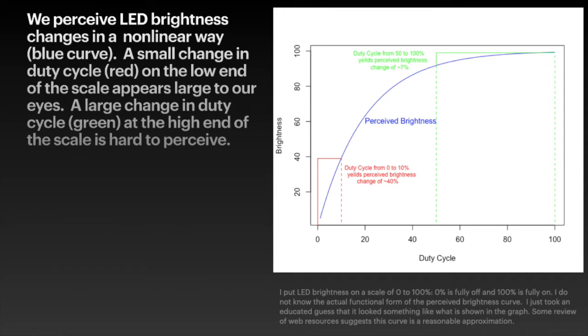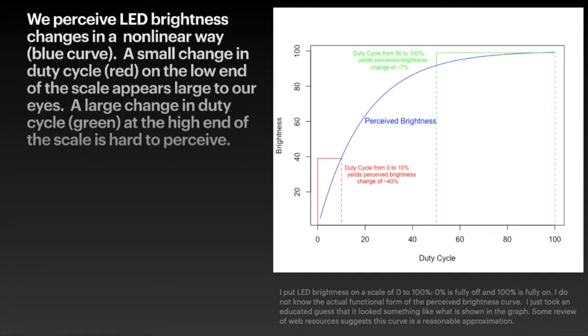Now we've learned that LED brightness changes nonlinearly with the duty cycle. So a small change in the duty cycle at the low end of the scale appears to be large to our eyes, whereas a large change in the duty cycle at the higher end will be perhaps hard to see. So you can see on this graph, I took a guess at what the perceived brightness and duty cycle relationship is. That's the blue line I've drawn, the perceived brightness formula.